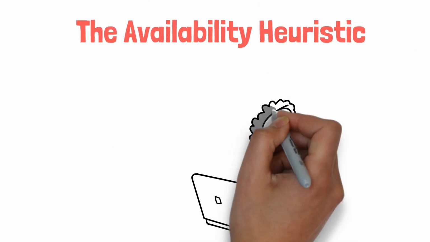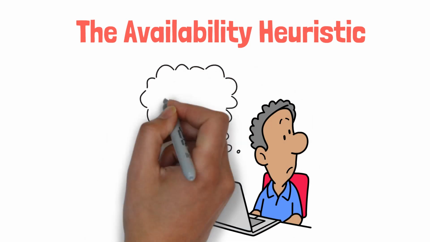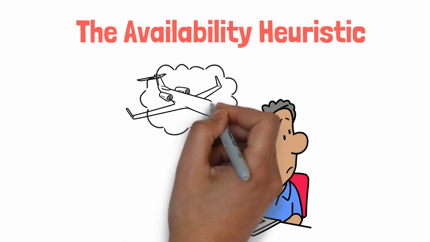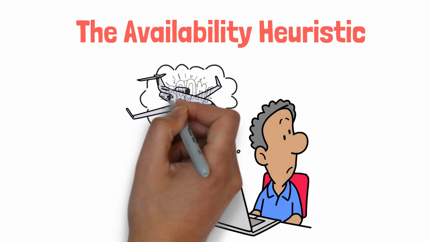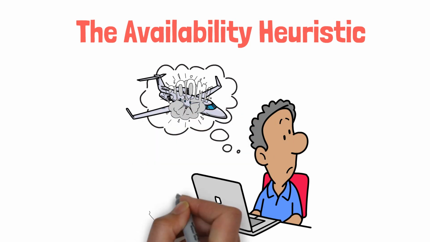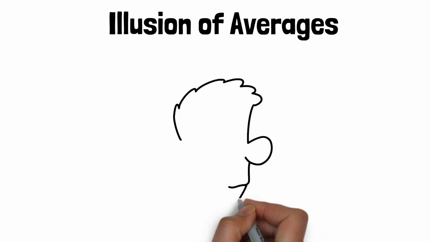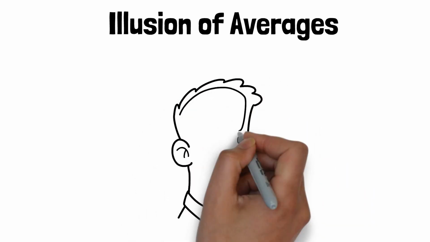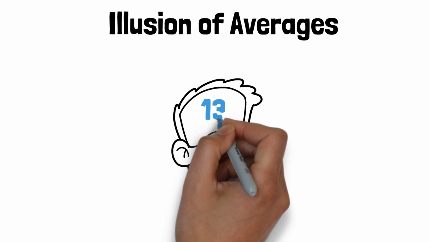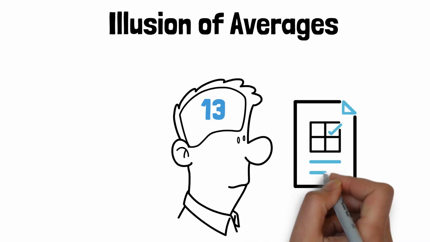The availability heuristic. The availability heuristic is when the likelihood of events is judged based on how easily they come to mind. Seeking out actual facts and statistics before making decisions can help avoid this bias. The illusion of averages. The illusion of averages is believing that average numbers tell the full story. Digging deeper into data can provide a more accurate understanding of a situation.